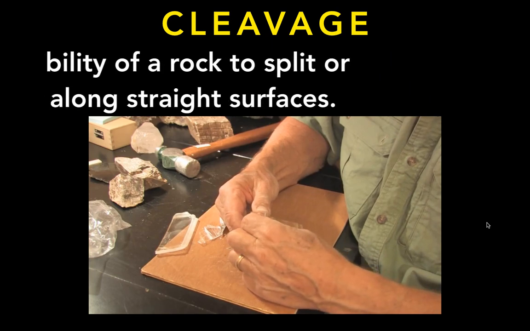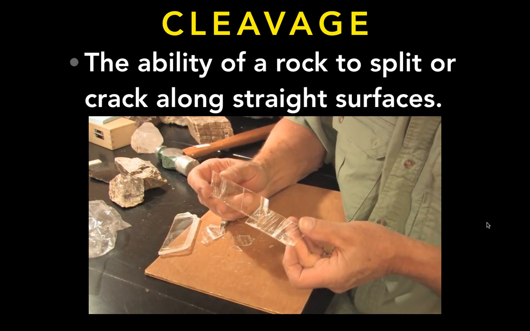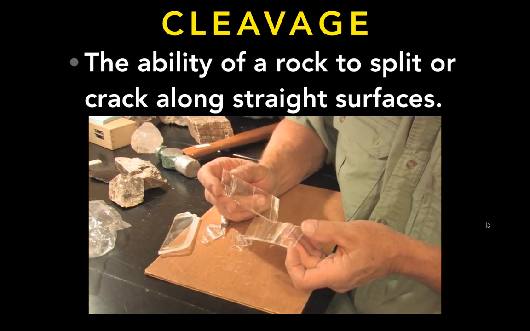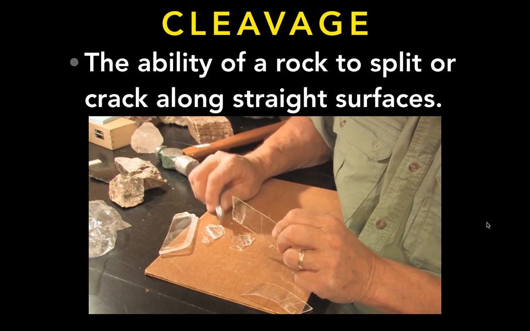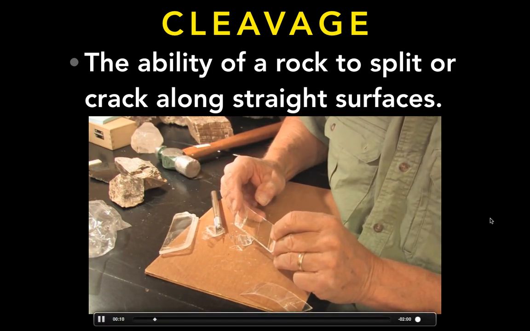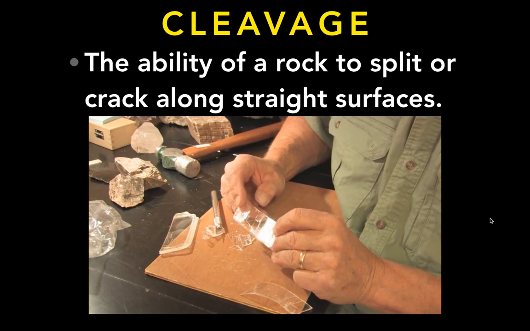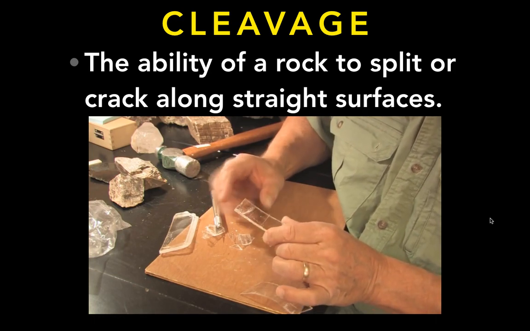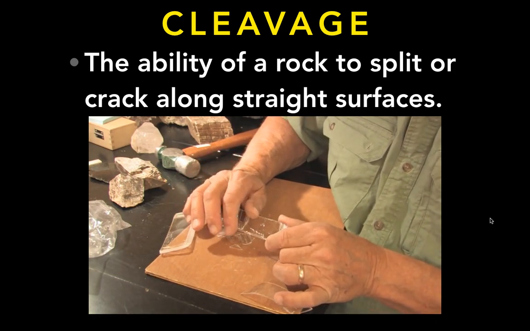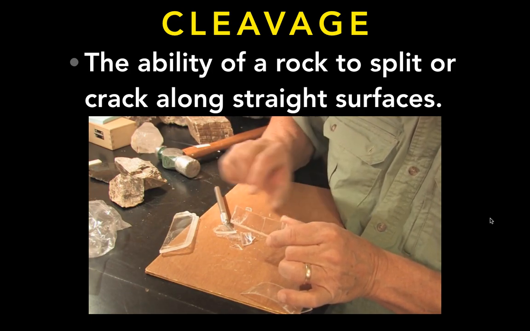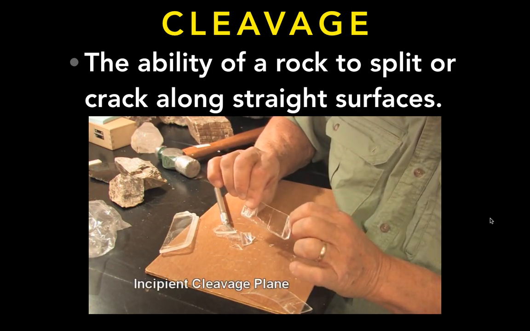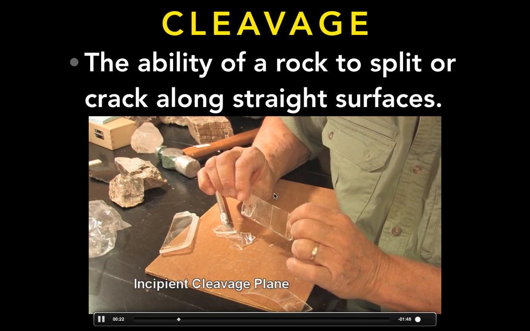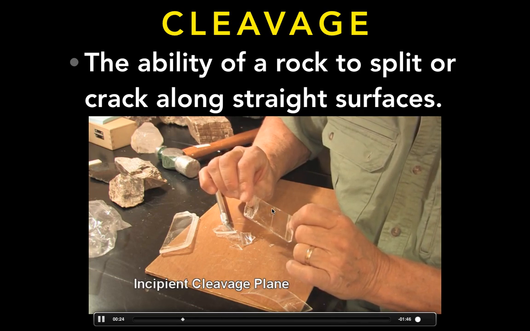Okay, cleavage in a rock. Cleavage in a rock is the ability of a rock to split or crack along what's called a straight surface. As you can see in the video below, the scientist here is basically breaking up a rock. And what you'll see is that the rock has very, very sharp, straight edges. Sometimes these rocks can actually cut you. So as he's splitting the rock up, you can see the rock has a very sharp, straight edge.